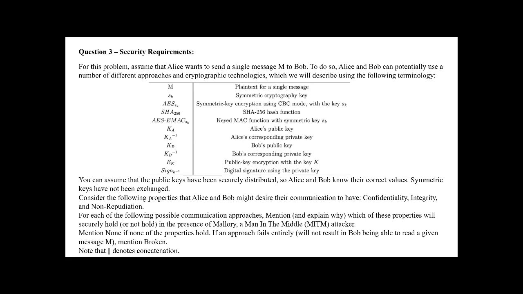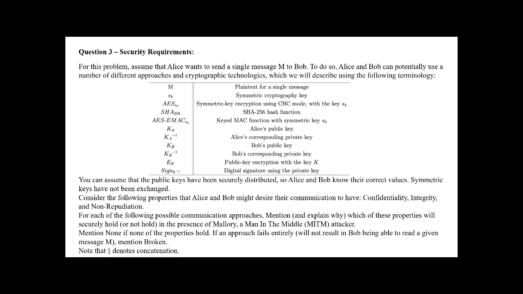SHA-256, which is the SHA-256 hash function. AES EMAC, which is a keyed MAC function with symmetric key SK. KA is Alice's public key. KA power -1 or KA inverse is Alice's corresponding private key. KB is Bob's public key, and KB inverse is Bob's corresponding private key. EK is public key encryption with the key K, and sign K inverse is digital signature using the private key.